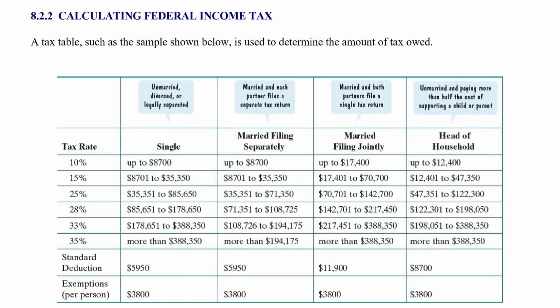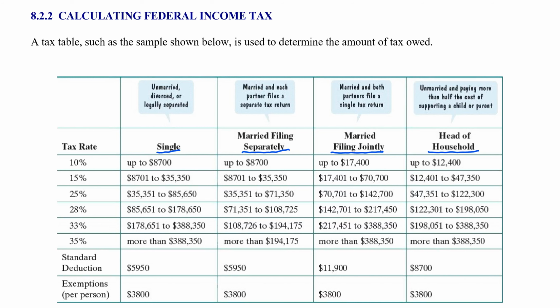Once an individual knows his taxable income, then it is possible to calculate the amount of income tax he is required to pay. A tax table, such as the sample shown below, is used to determine the amount of tax owed. The first thing that must be established is the person's family status. Is the person single, married filing separately, married filing jointly, or head of household? Each group follows a little bit of a different scale.